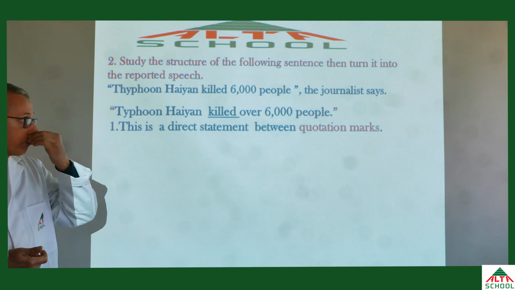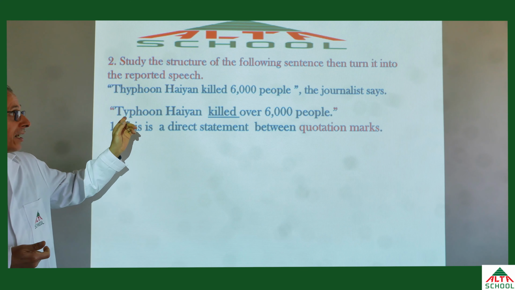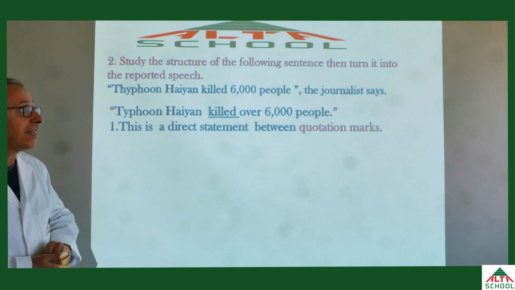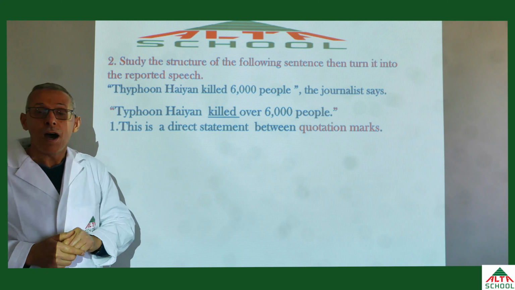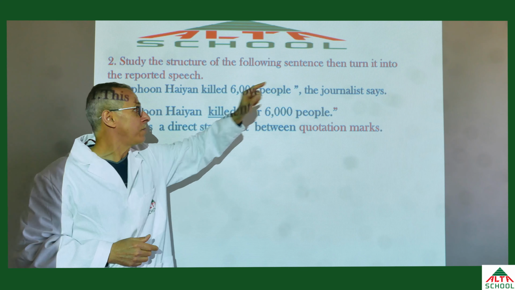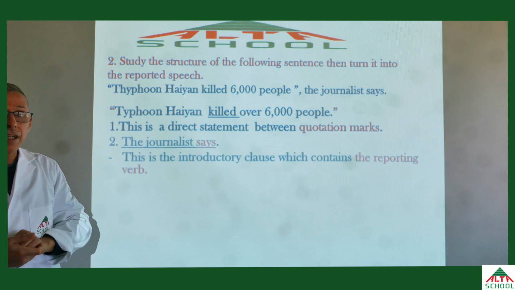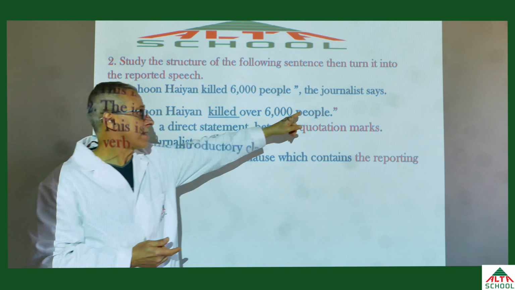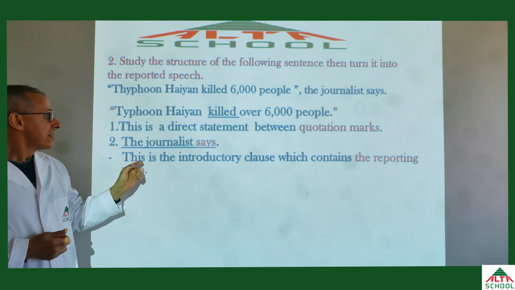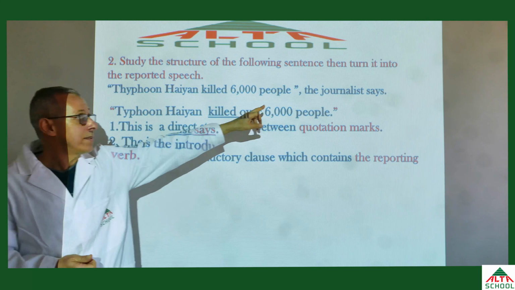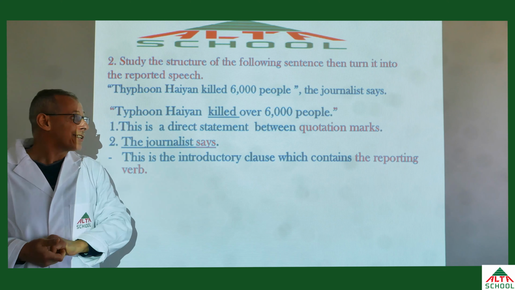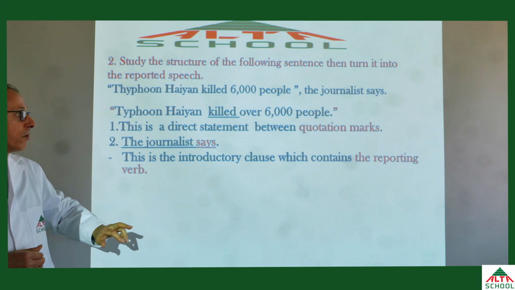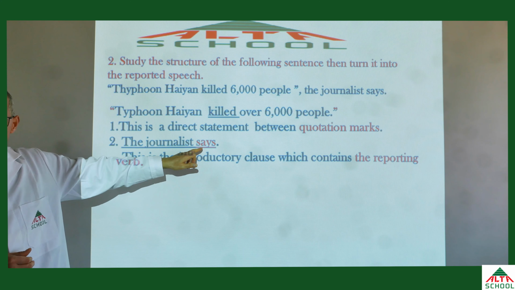Okay. Point number 1. As you have noticed, this is a direct statement, and it is between quotation marks. All right? It is between quotation marks. Second point. We have the journalist says. This part is the introductory clause, and it contains the reporting verb, which is says. Alright?